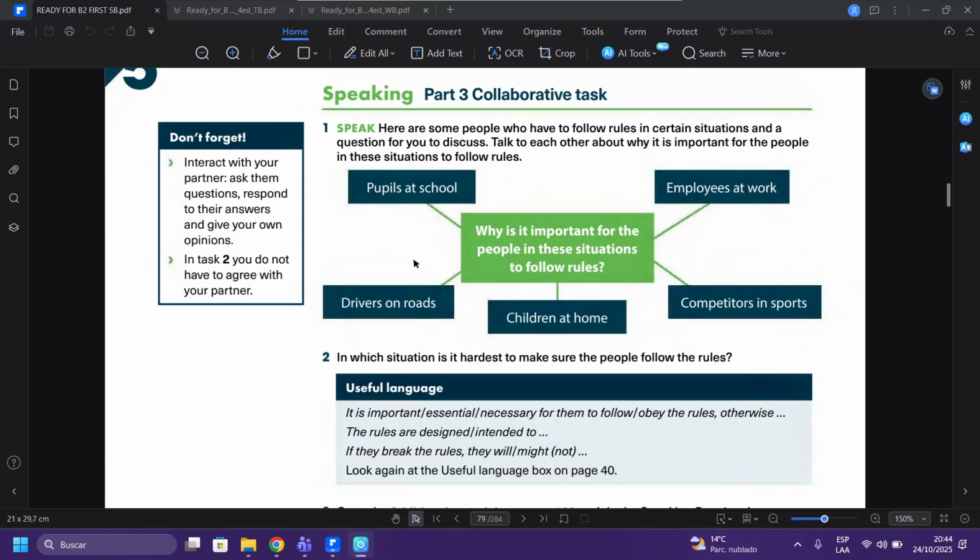So my dear Sarah, why is it important for the people in these situations to follow rules? For example, pupils at school. I consider pupils at school have some rules because they have to maintain discipline, and this is a real way to understand the lessons, understand the teacher's explanations, understand everything. Because if they don't follow rules, it will be chaos. There could be bad situations, and therefore pupils don't learn anything.